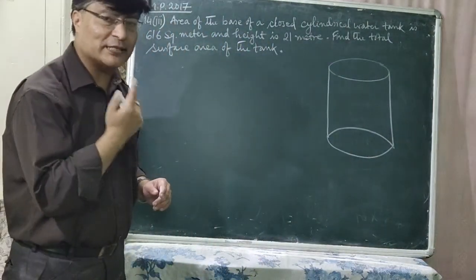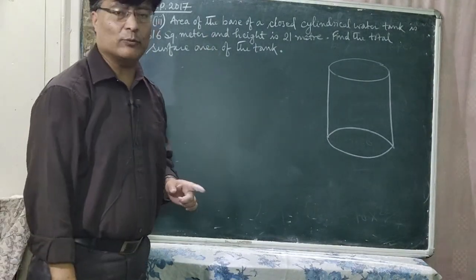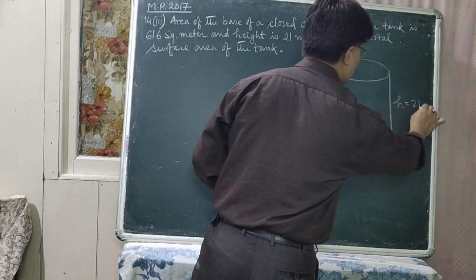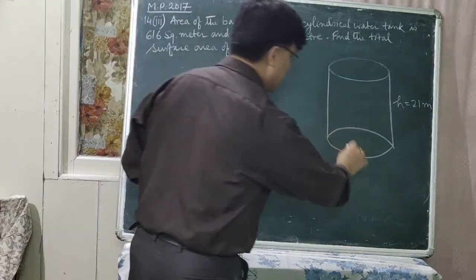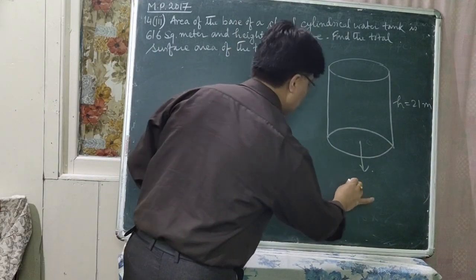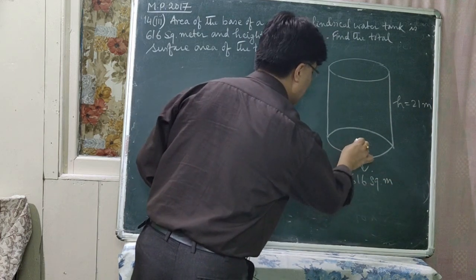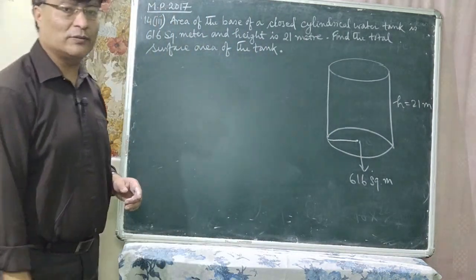The base is a circle. Okay? So now in this case height is given. What is the height of the cylinder? Height of the cylinder is 21 meter. And the area of the base is given as 616 square meter. But its radius is not given. Its radius is unknown.